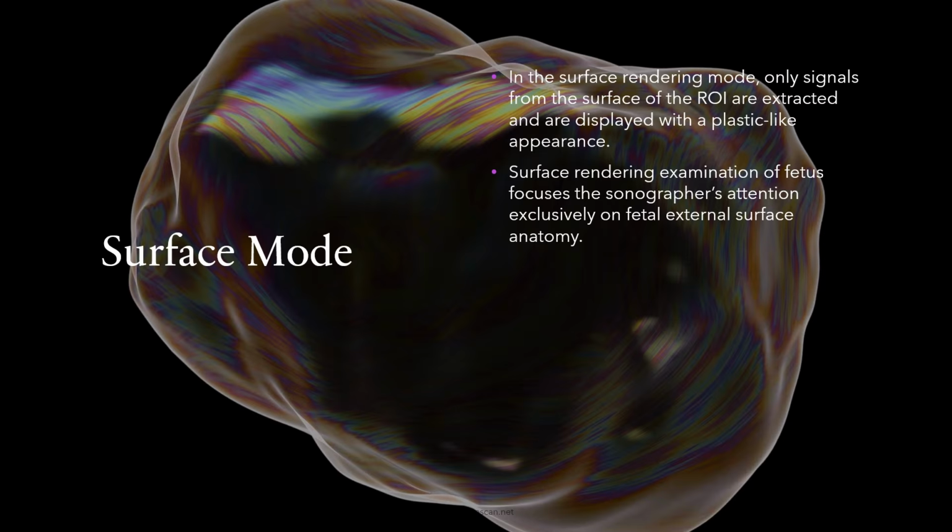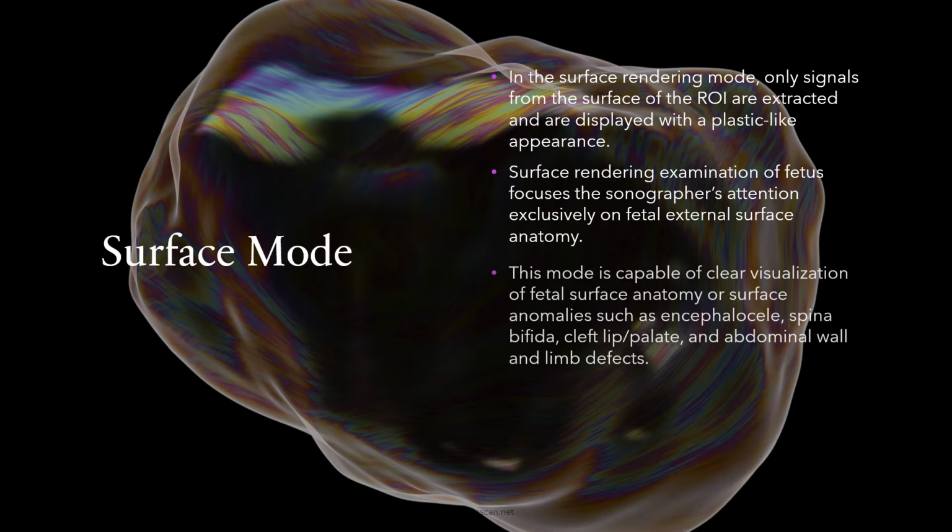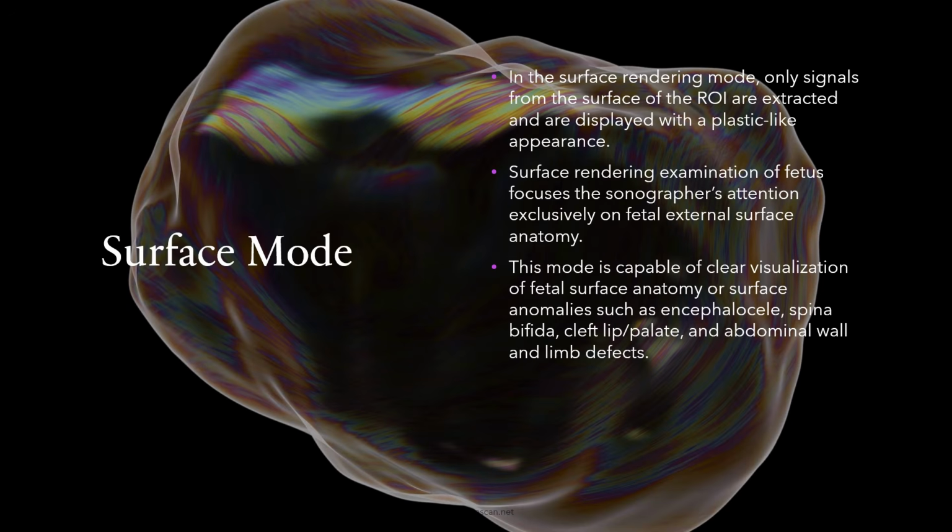One of the main advantages of surface rendering is its ability to highlight surface anomalies such as encephalocele, spina bifida, cleft lip and palate, and abdominal wall or limb defects. These conditions are often visible at the surface and can be effectively detected using this mode, which brings attention to the external features that are most indicative of these anomalies.